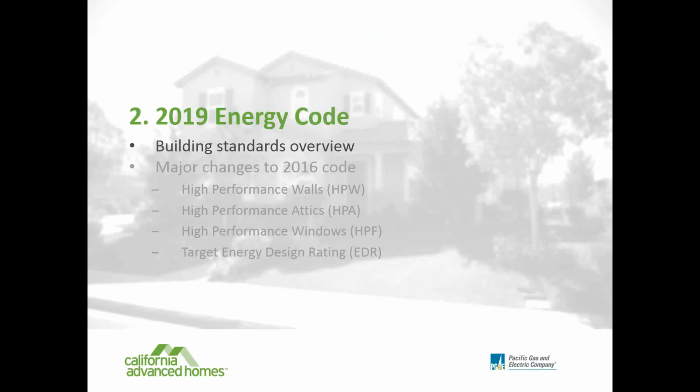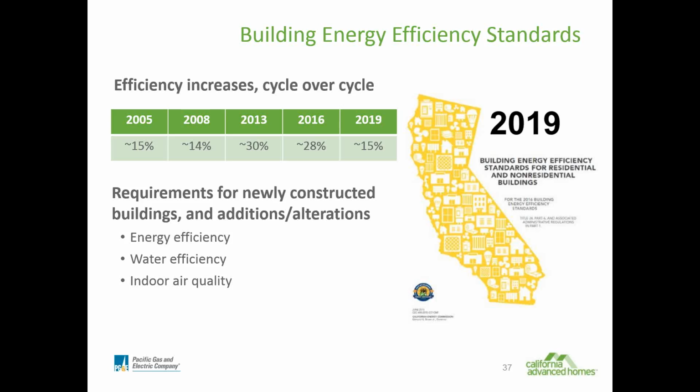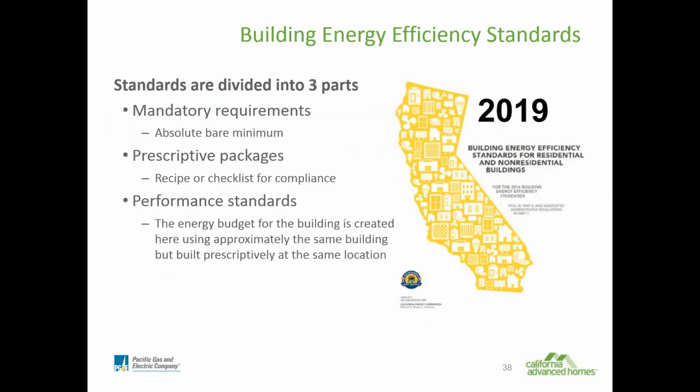All right. So the building standards, basically, just kind of where we've come, the savings amount per year. So 2019, that step is supposed to be about another 15% improvement over 2016, which is a 28%. So it's going fast. Mandatory.